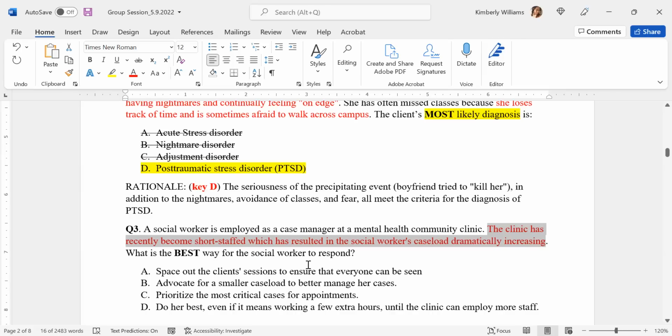And our caseload is swamping us. What is the best way, the most beneficial way for you to respond? What is the most ethical way for you to respond? All of that, what's going to benefit you the most? Okay, is it to space out the client sessions to ensure that everyone can be seen? Is that the most beneficial and ethical thing that we can do?